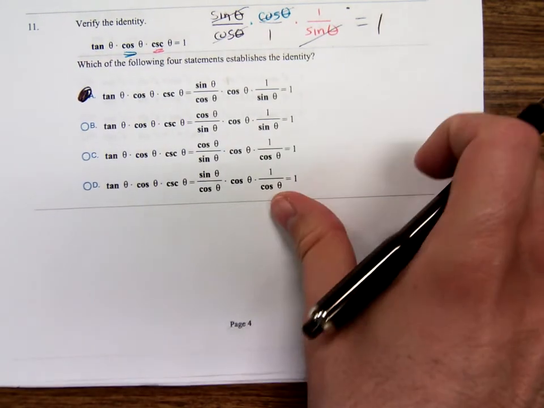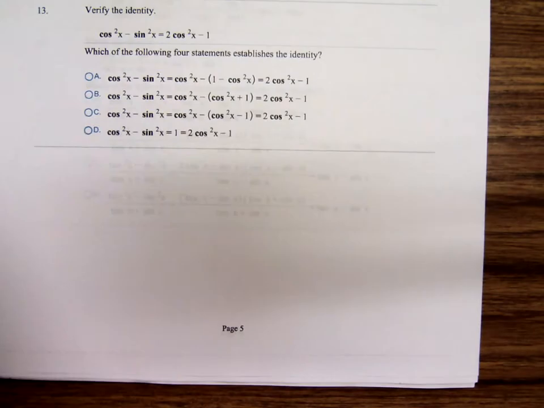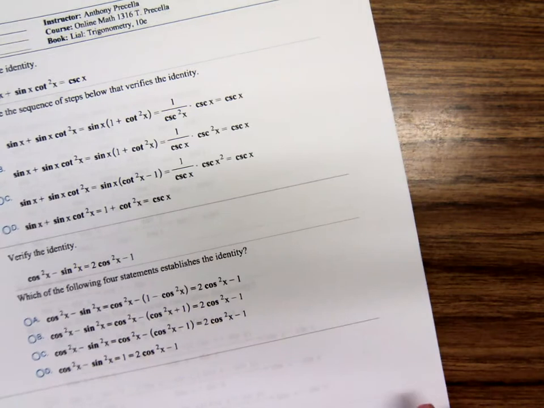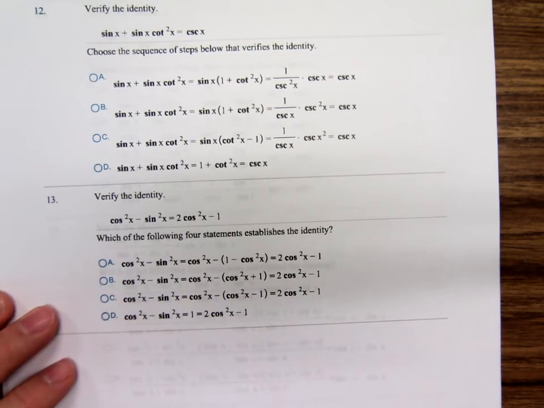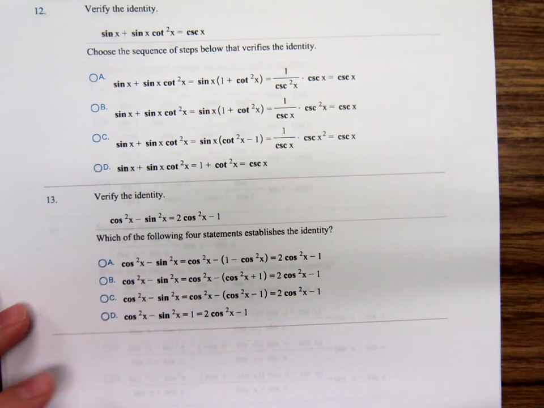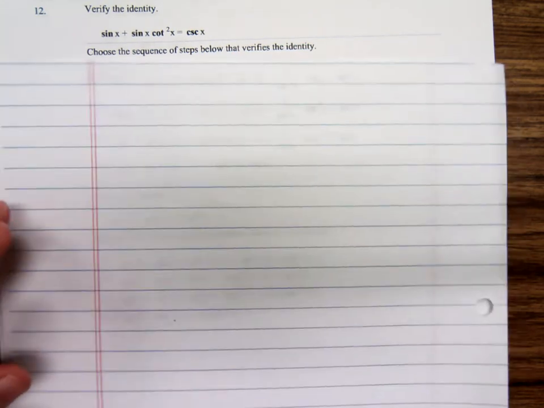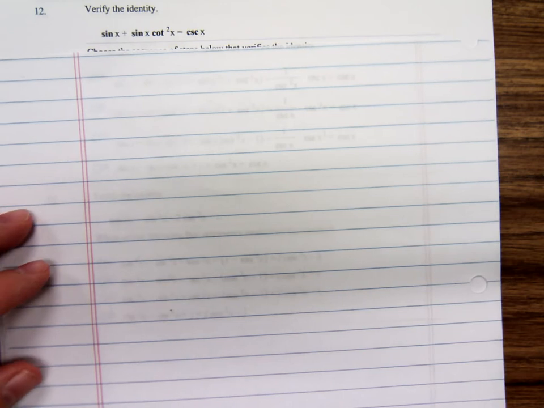Moving through here, these are called verifying identities. You're actually going through proving that one side equals the other side. Generally, you start with the more involved side, the messier side.